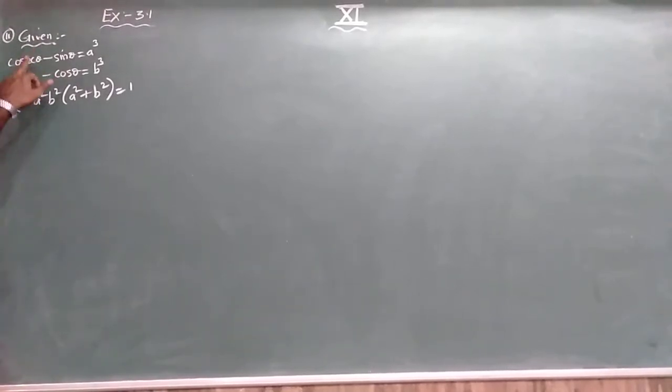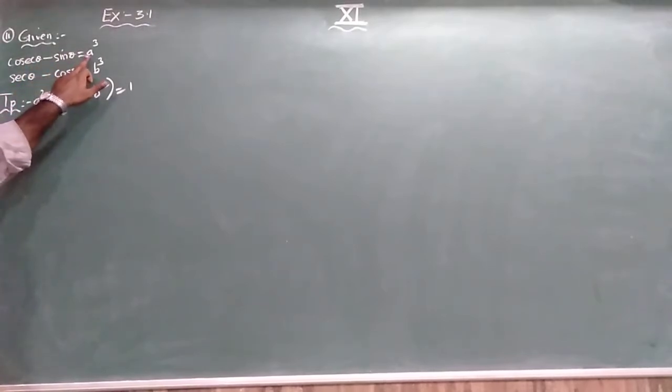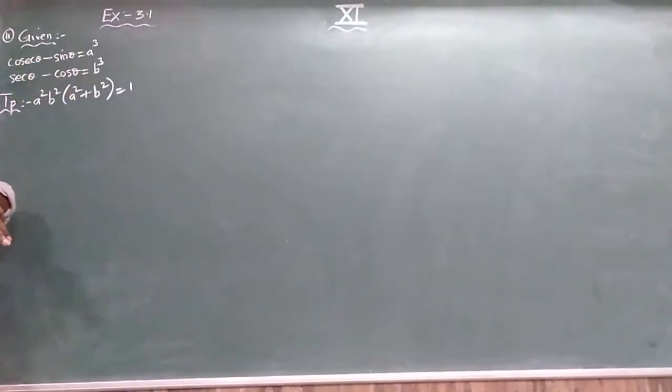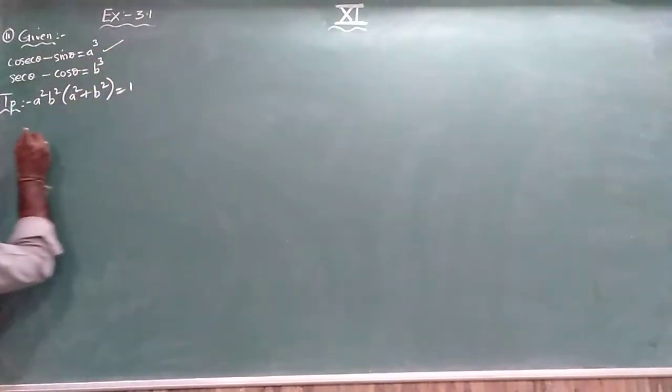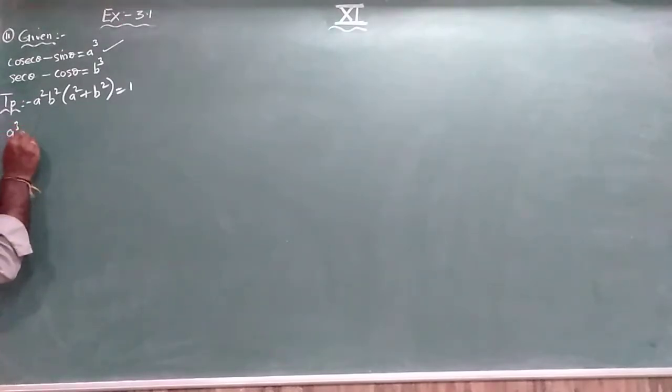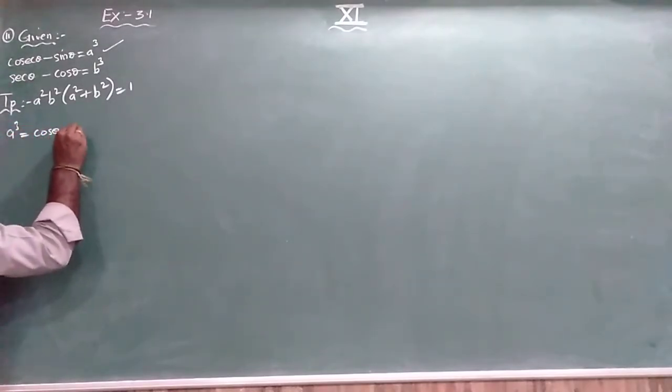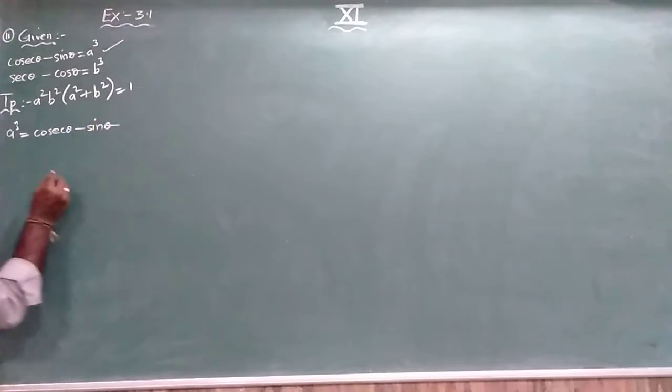Now the sum: given cosecant theta minus sin theta is equal to a cube, and secant theta minus cos theta is equal to b cube, prove that a square b square times (a square plus b square) is equal to 1. First I am going to take this one. What is given here? A cube is equal to cosecant theta minus sin theta.